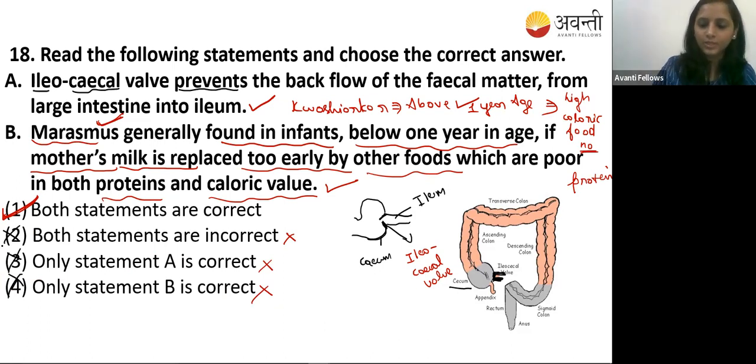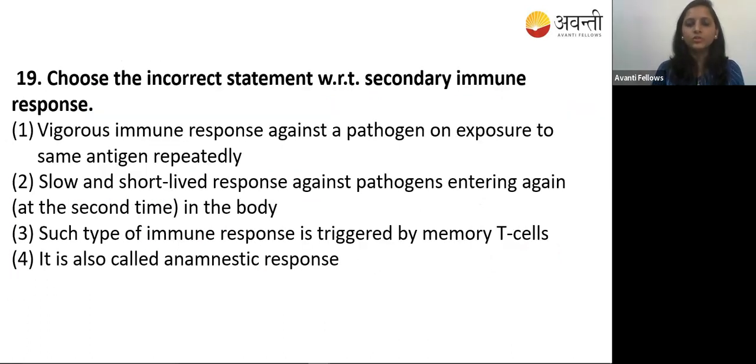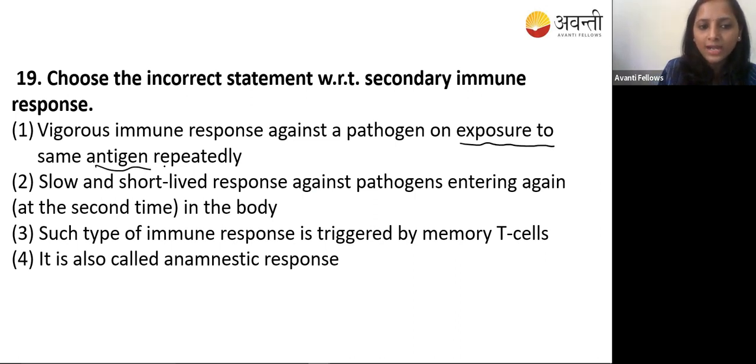Okay. Fine. So let us go to the 19th question. Choose the incorrect statement with respect to the secondary immune response. Okay. So let us go to option 1. So the vigorous immune response against a pathogen on exposure to the same antigen repeatedly, right?